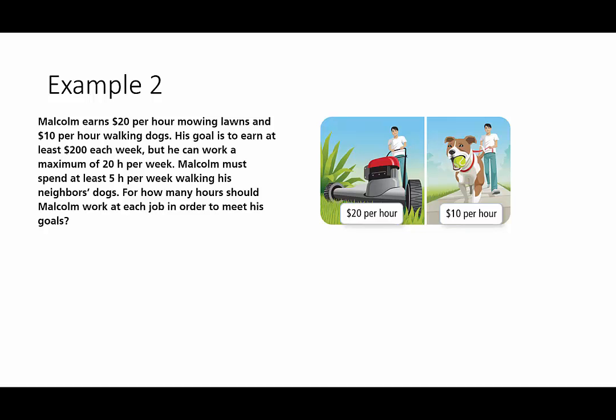Example 2. Malcolm earns $20 per hour mowing lawns and $10 per hour walking dogs. His goal is to earn at least $200 each week, but he can work a maximum of 20 hours per week. Malcolm must spend at least 5 hours per week walking his neighbor's dog. For how many hours should Malcolm work at each job in order to meet his goals?